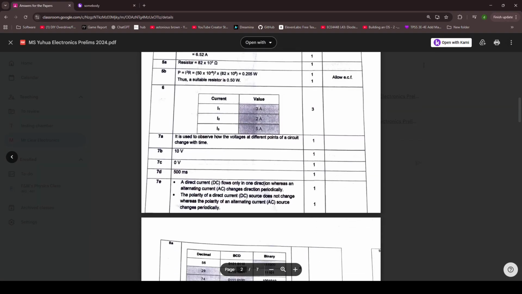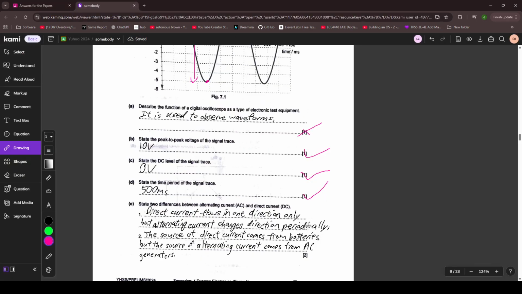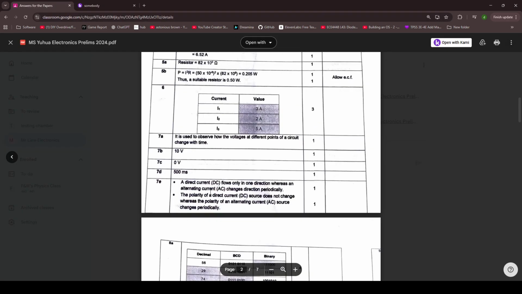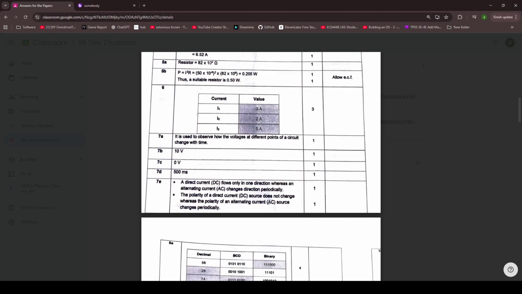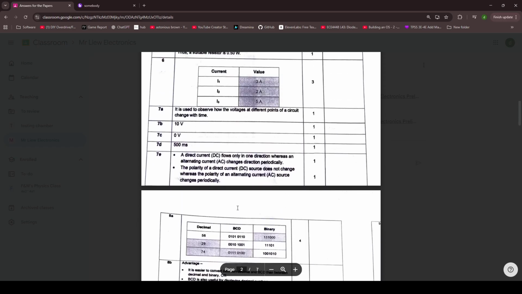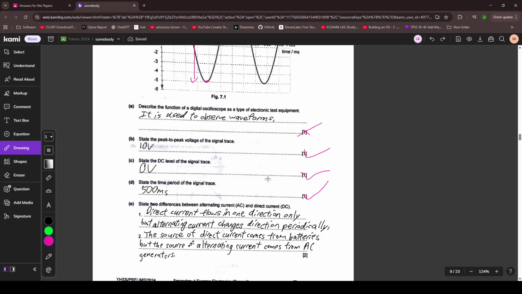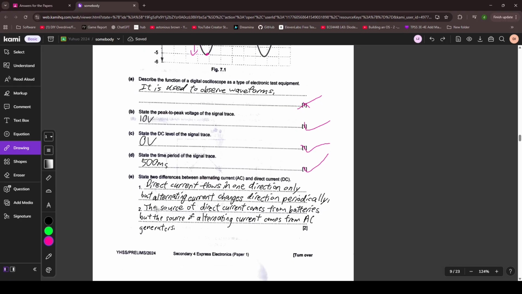Okay, flows in one direction, so you're right. You're actually word for word here. What about the other one? Polarity of DC source does not change, whereas the polarity of an AC source changes periodically. Polarity and direction are different. So now it's based on my own judgment to see if I think you deserve the mark for this.